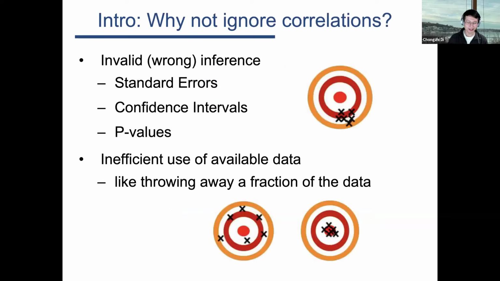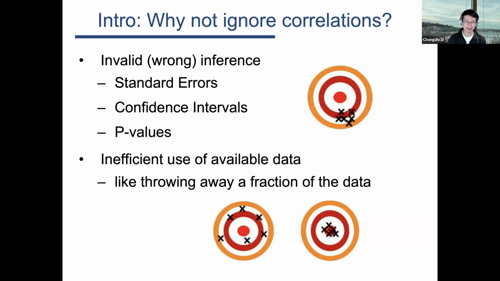I'll go into more details later, but just to give you the conclusion, what could go wrong is you could have invalid, meaning wrong, inference. If you fail to account for the correlation, the standard errors are wrong. If the standard errors are wrong, the confidence intervals are also wrong, and the p-values are also wrong. So you will get wrong conclusions. In some cases you could also get the correct conclusion, but not use the data efficiently.